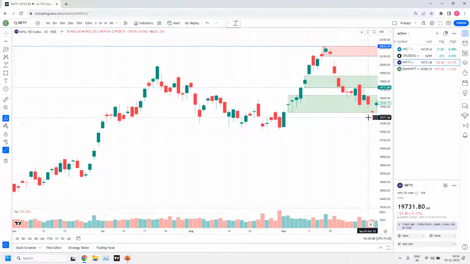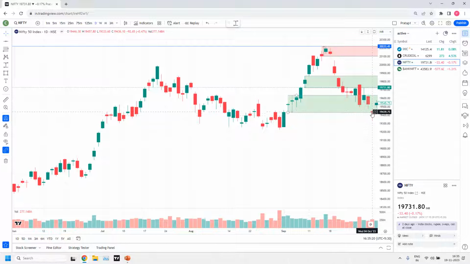Violated means two ways: completely violated or pierced. Whatever happens, the trend will be changed. In the first demand zone, it is completely violated; the second demand zone is pierced. So the moment this demand zone is pierced or violated, whichever happens first, directly violated or pierced, the trend changes.